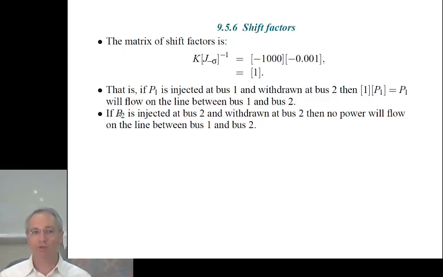On the other hand, if P2 is injected at bus 2, which is where generator 2 is, and withdrawn at bus 2, then no power will flow on the line between bus 1 and bus 2. Actually, that was pretty obvious from the picture.